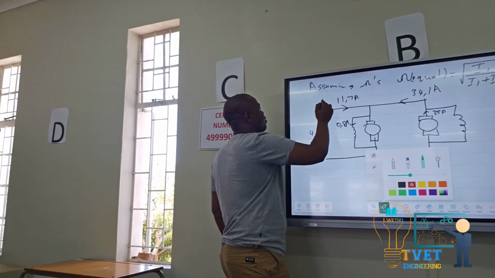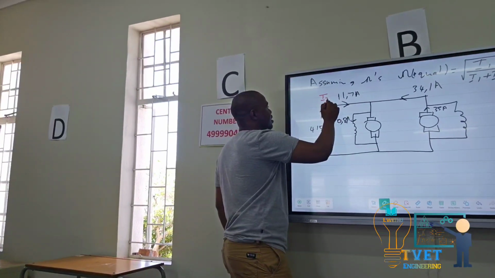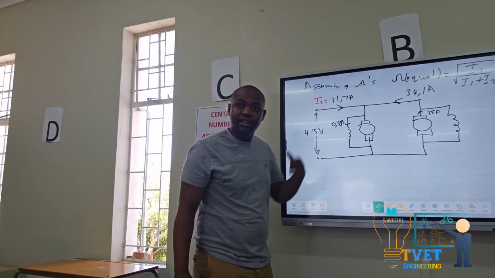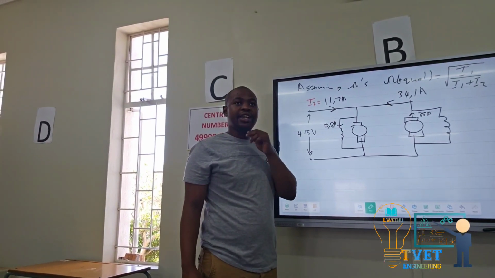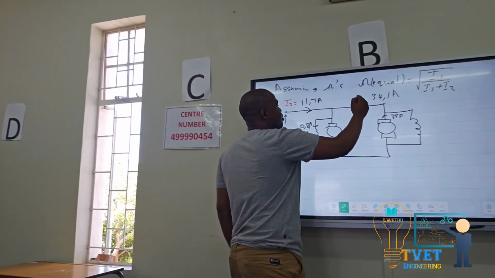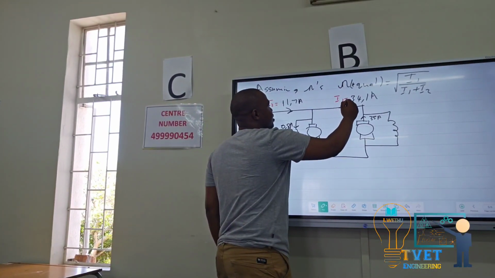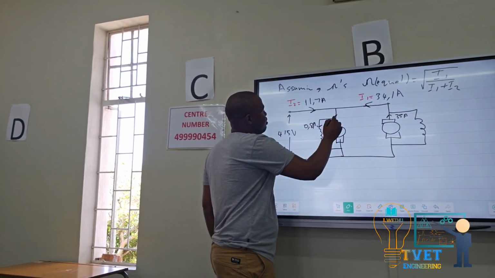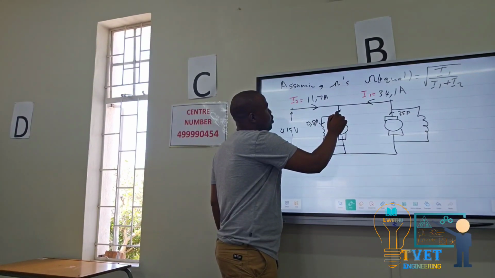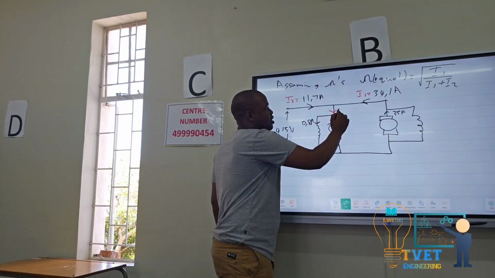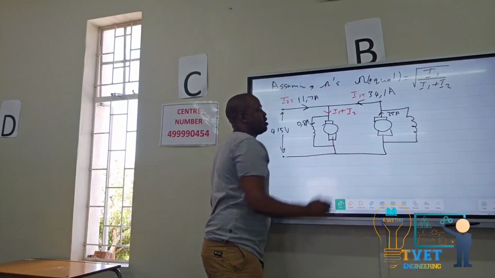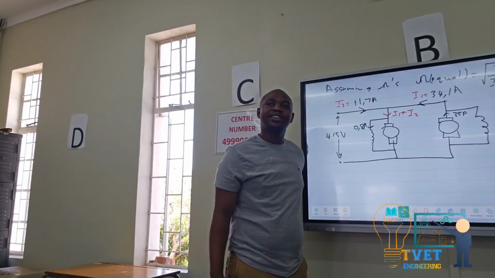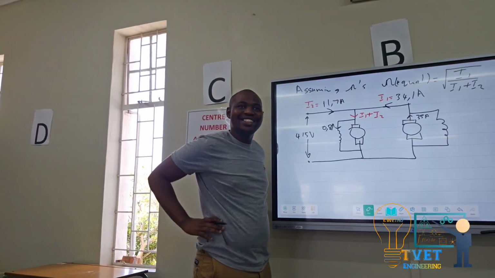The current drawn from the supply is I2. The current drawn by the generator is I1. And the load current here is I1 plus I2.